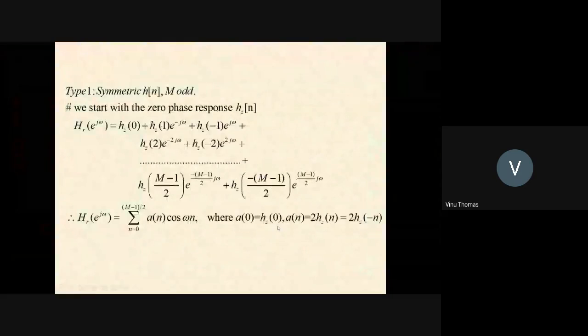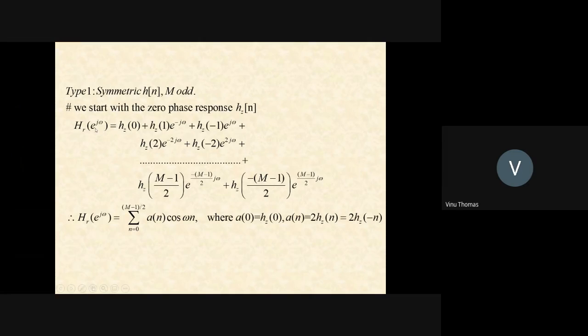So the zero phase response is when the symmetric impulse response is centered about the origin. So you have a sample at 0, which we call H0 of 0, and you have samples at plus or minus 1, which we call H0 of 1 and H0 of minus 1. You have samples at H0 of 2 and minus 2, and so on. And the last pair of samples will be H0 of (M minus 1)/2 and H0 of minus (M minus 1)/2. So these samples are on the positive side, these samples are on the negative side.